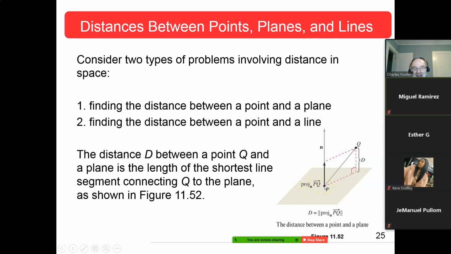So here we have a point P in the plane. Here we have a point Q not in the plane. We want the distance between Q and that plane. It's certainly not this distance here. Now, I guess occasionally it could be, but it's not. It's the distance here, the shortest distance between Q and that plane. That's the distance you're talking about.